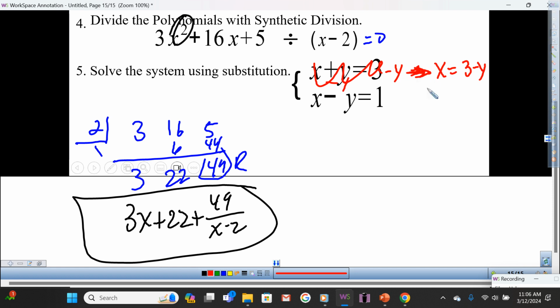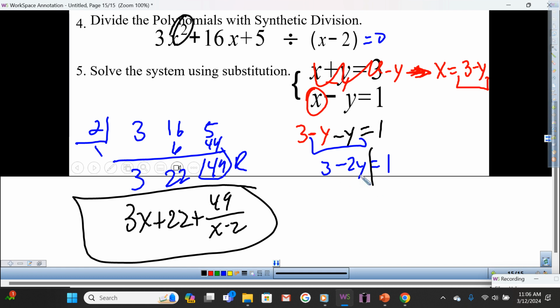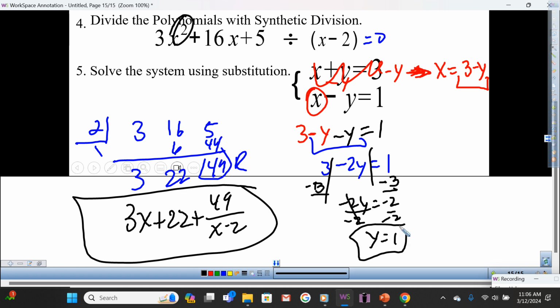So what does that mean, Mr. Q? That on the second equation, instead of writing x, what are we going to write, everyone? 3 minus y. So we write 3 minus y. Then we bring down the negative y equals to 1. Combine like terms. What is negative y, negative y? Negative 2y. Bring down the 3 equals to 1. And let's solve. Minus 3 minus 3. That leaves us with negative 2y equals negative 2. Divide by negative 2. Y equals 1.